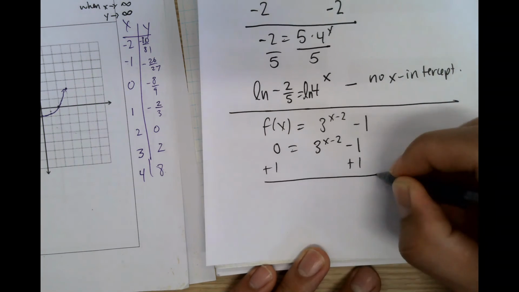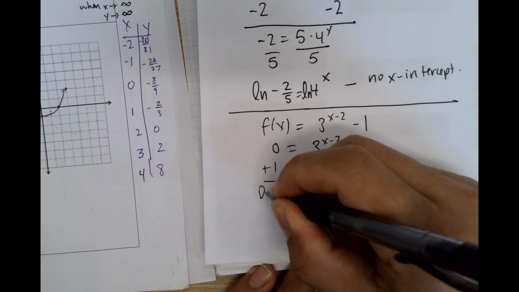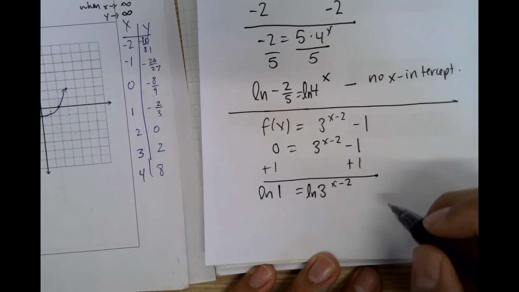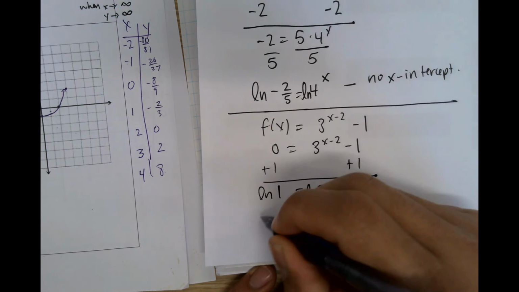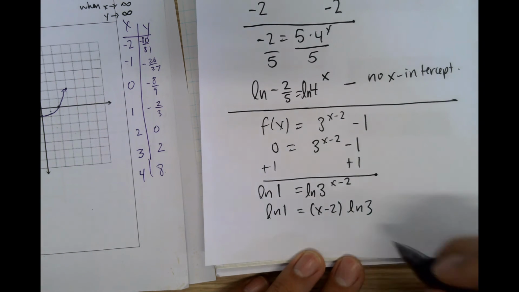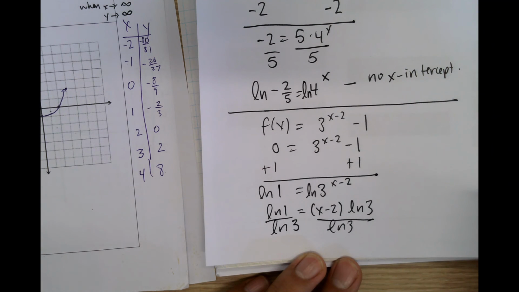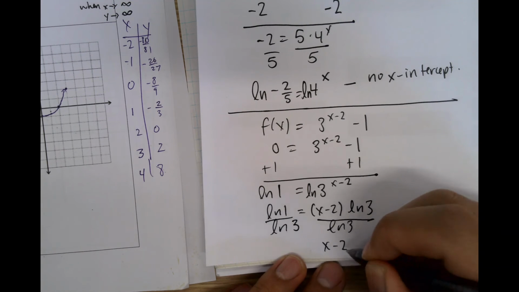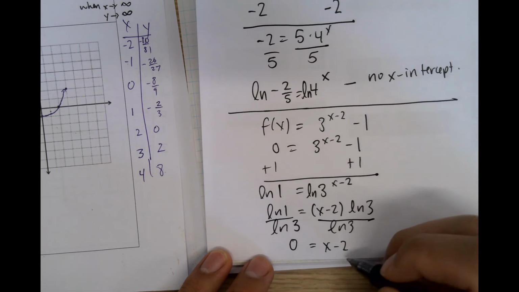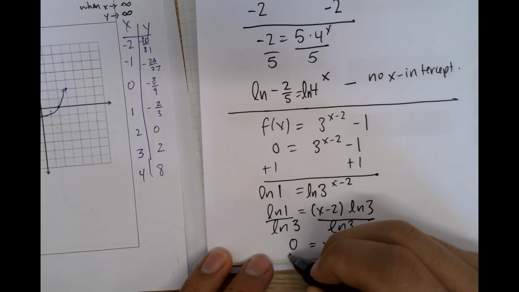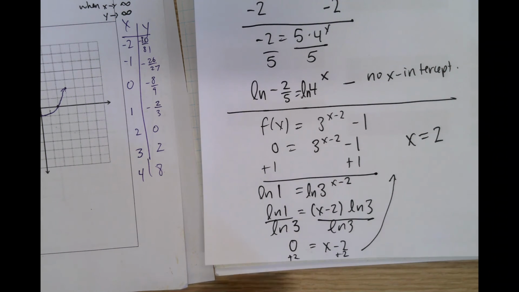All I'm doing right now is solving for x. I take the ln of both sides, ln of 1, and what this does is it moves the x minus 2 to the front, and I have ln of 3, ln of 1. I divide by ln of 3 on both sides, and I get x minus 2 is equal to 0, and then I add 2 on both sides, and I get x is equal to 2, or 2 comma 0.